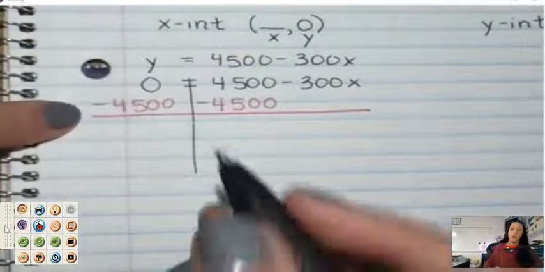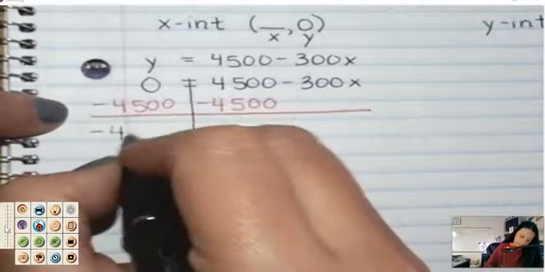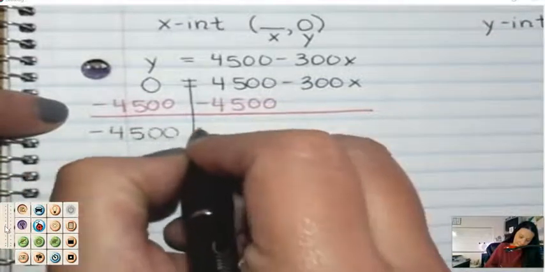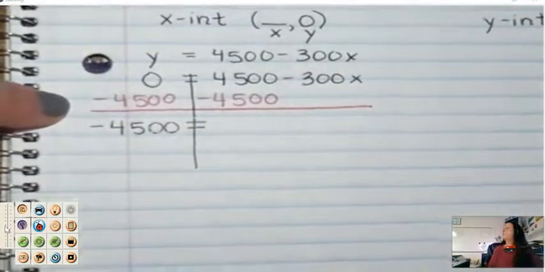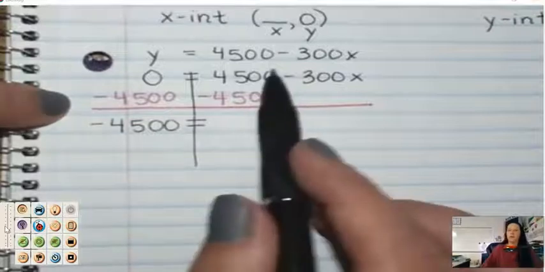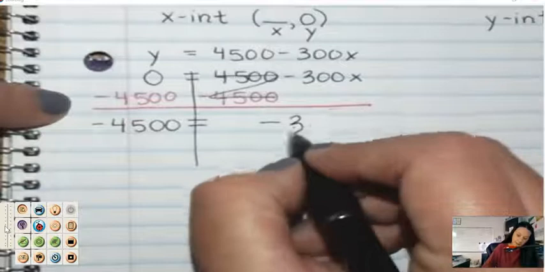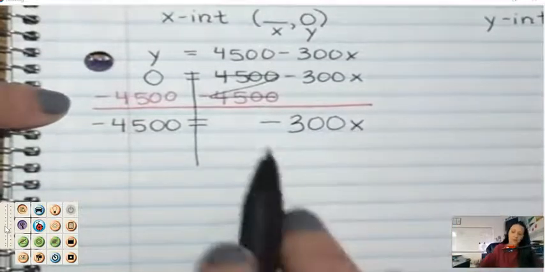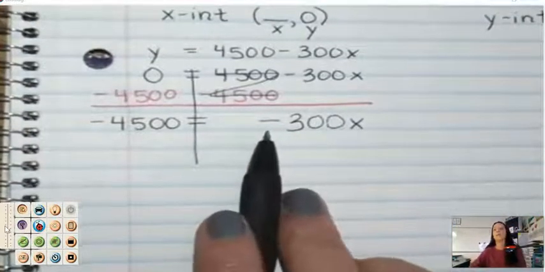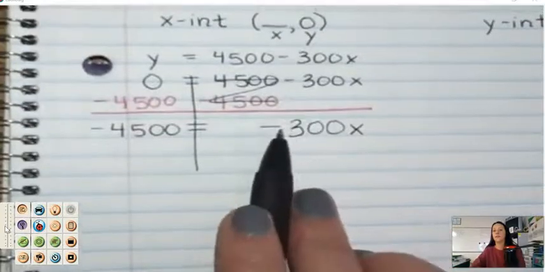0 take away 4,500 is negative 4,500. 4,500 minus 4,500 is 0. I still have a minus 300x. Don't forget to bring down that minus sign. It does not just disappear. It's still there, so bring it down.